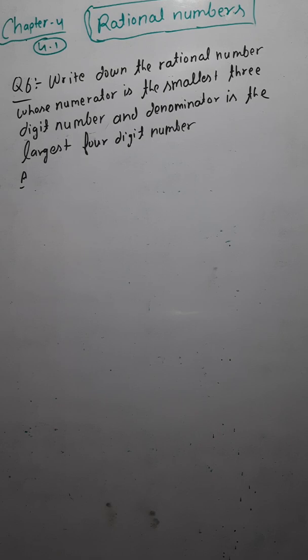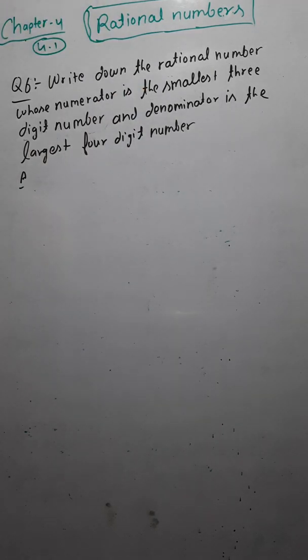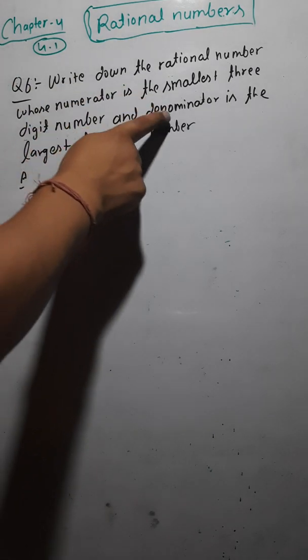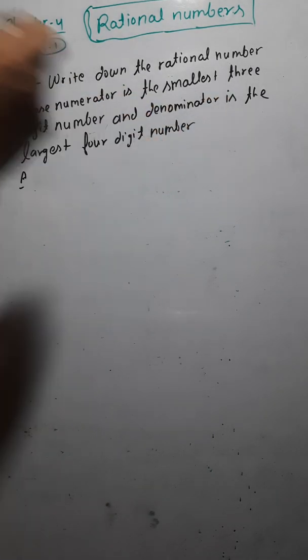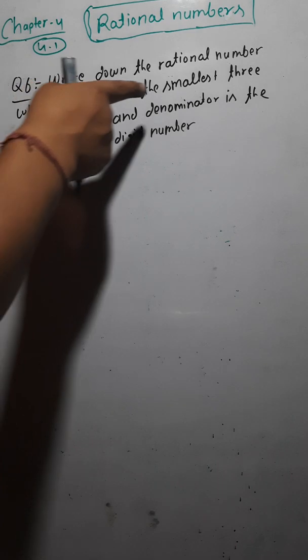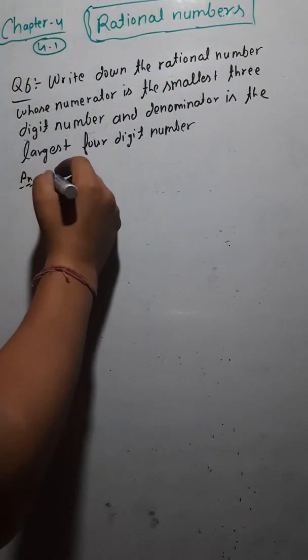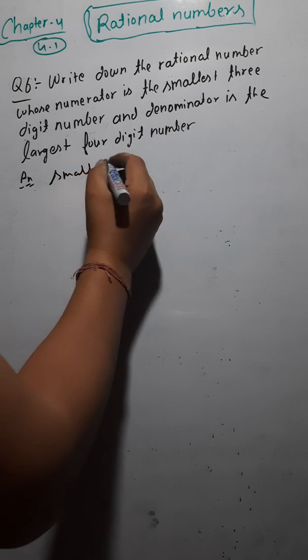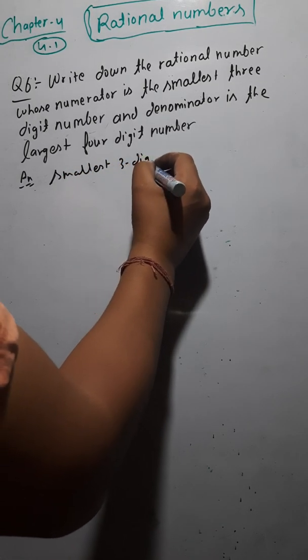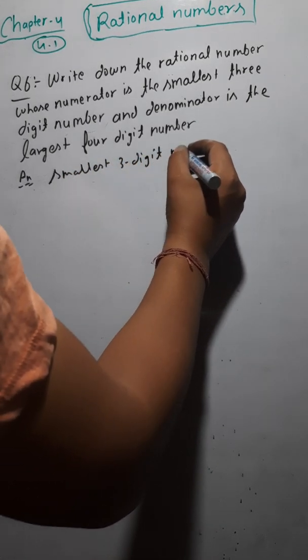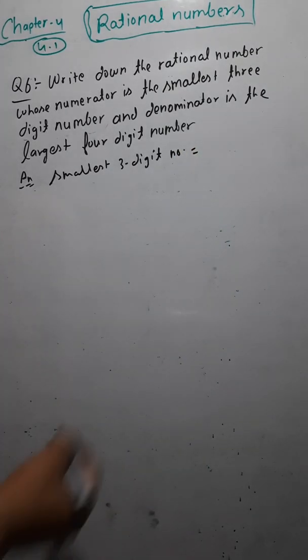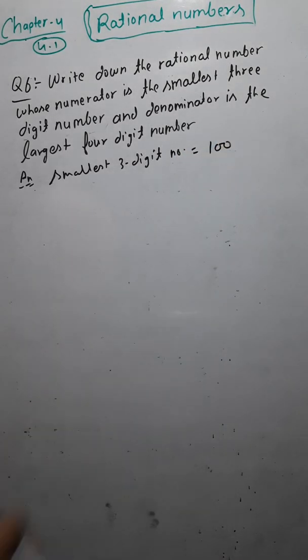Now this is the next question. The question is, write down the rational number whose numerator is the smallest 3-digit number and denominator is the largest 4-digit number. Okay. So just tell me, what is the smallest 3-digit number? Can you tell me the smallest 3-digit number? Yes, it is 100. Okay.